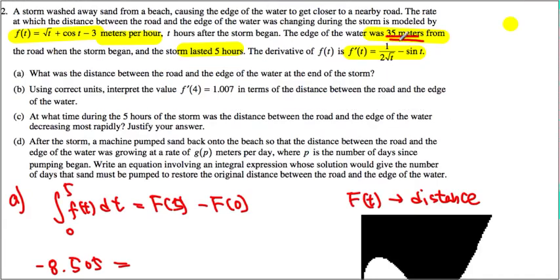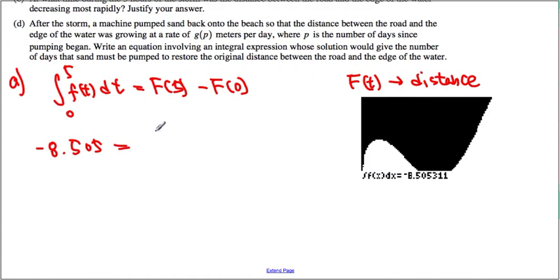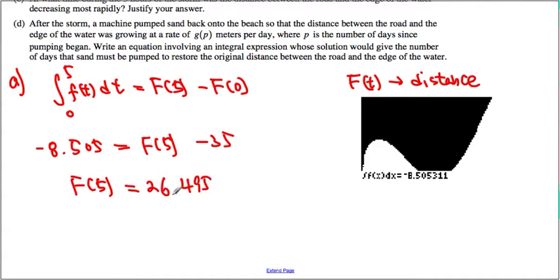F of 5 is what we're looking for. When you add 35, what we end up getting is this. F of 5 becomes 24. No, not 24, sorry, 26.495, and in this case it will be meters.